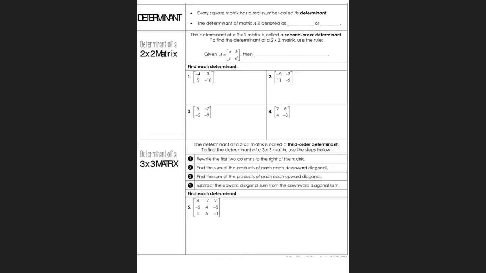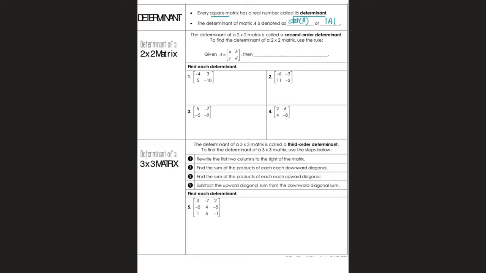We're going to talk about the determinant. For every square matrix, so that's a 3 by 3, 2 by 2, 4 by 4, you have a determinant, and that's going to be some real number value. You're going to have a specific value attached to the matrix. The determinant is noted as either DET of some matrix A, or absolute value bars of A. That's talking about your determinant.